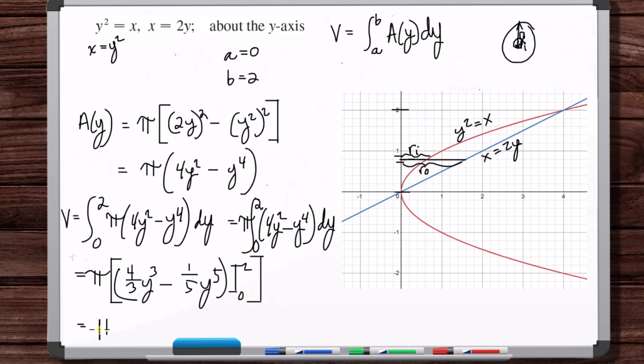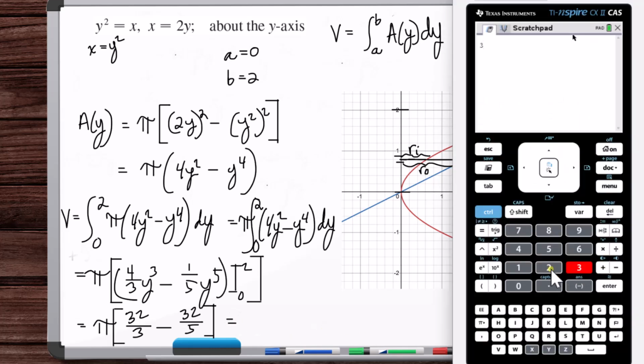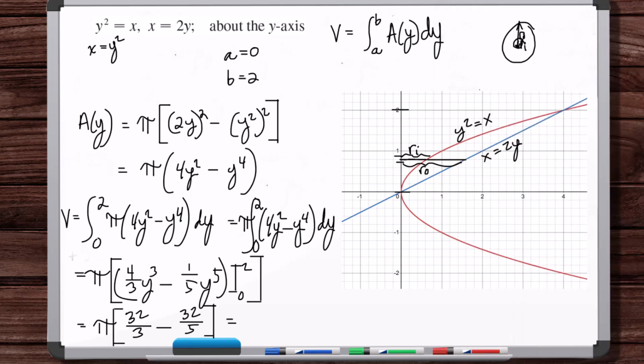Okay, so 2 cubed is 8. 8 times 4 is 32, so 32 over 3. 2 to the 5th is 32, so 32 over 5. And then that's going to be it. So 32 over 3 minus 32 over 5 is 64 over 15. So 64 pi over 15.